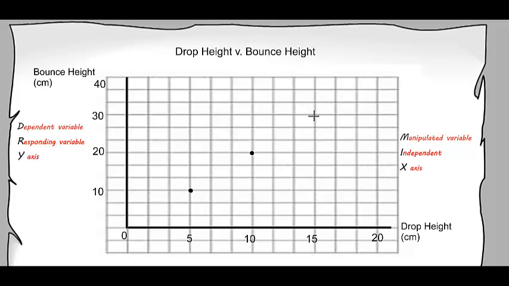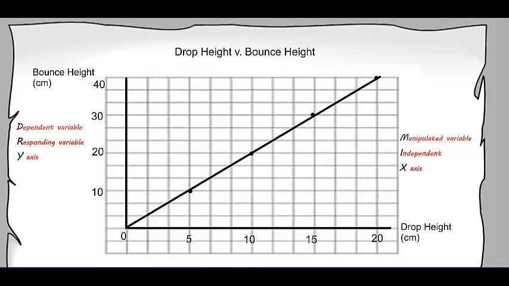When the ball was dropped from 15 centimeters, it bounced 30 centimeters. And finally, the last drop was from 20 centimeters, and the ball bounced 40 centimeters. Finally, you connect the data points with a line. And now you have a visual representation of how drop height affects bounce height. And that relationship shows that as drop height increases, bounce height increases.